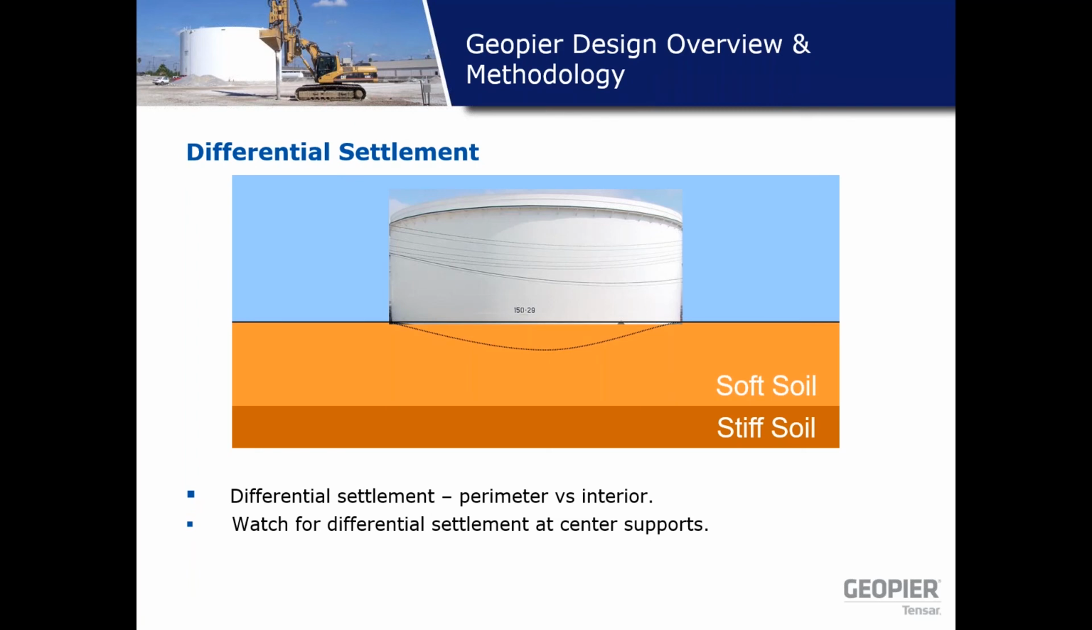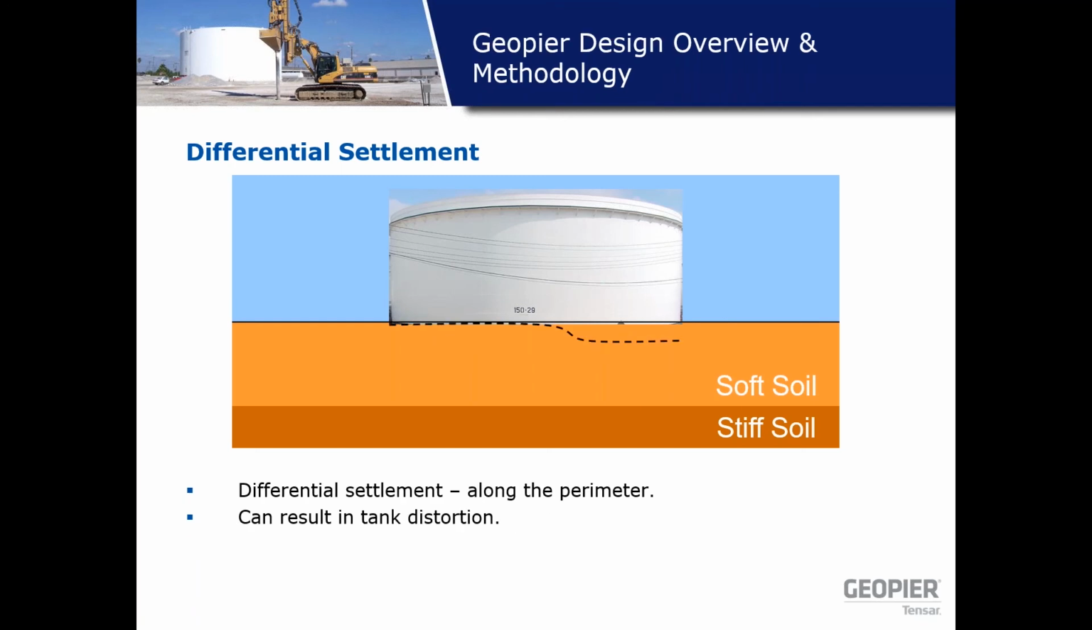Differential settlement is the difference between the settlement of the tank at the center versus the settlement of the tank at the edge. And what you see here is the distortion, where you see the settlement of the tank along the perimeter of this tank. So it needs to meet the tank manufacturer's criteria.